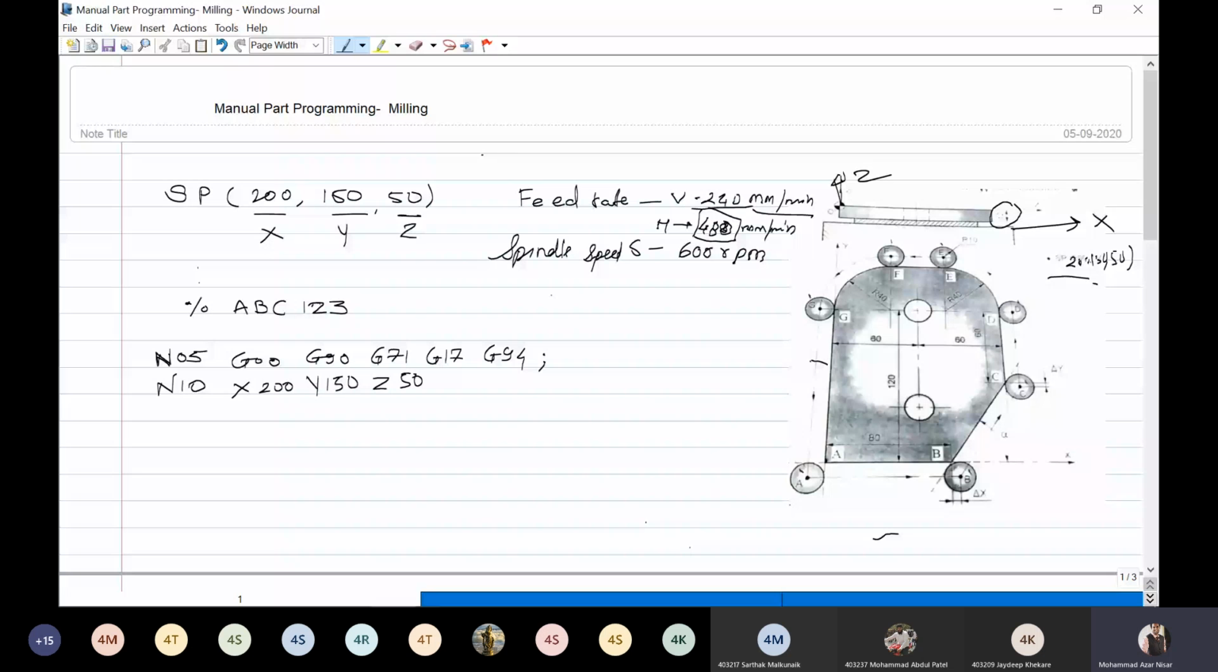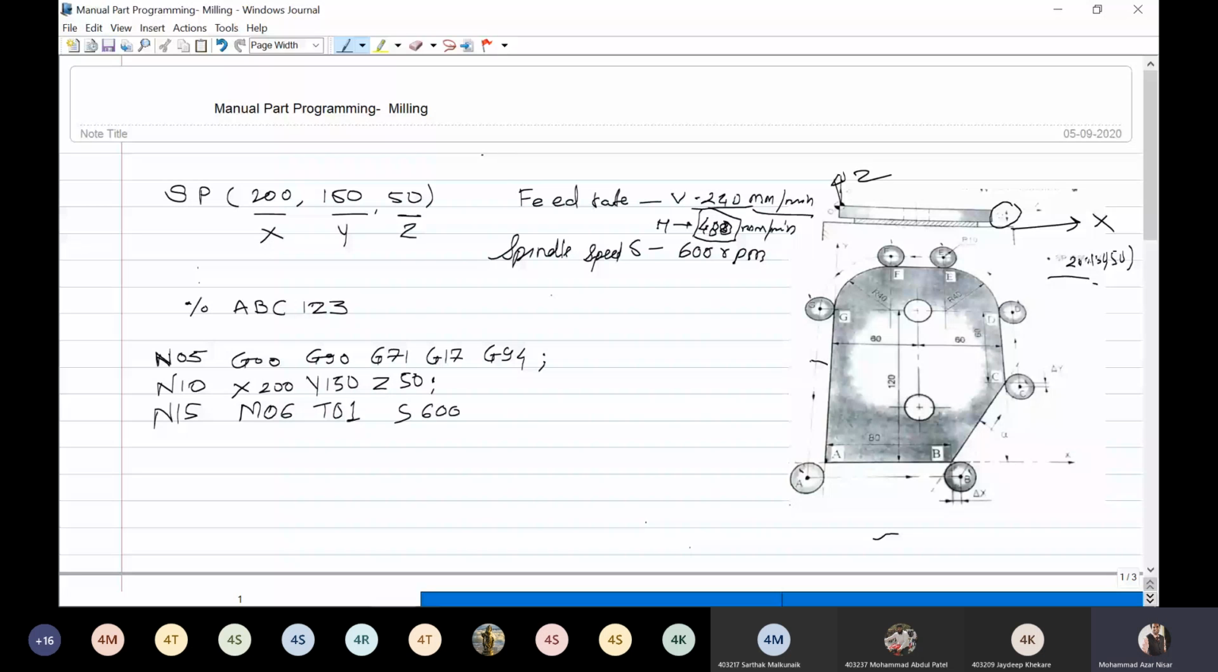Okay, and you can mention the tools also in this program line, or you can again take N15, and you can use this M06, P01, S 600.